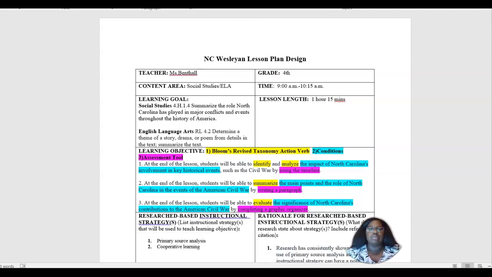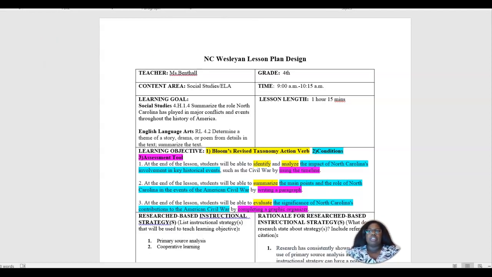So I have two learning goals. My first learning goal comes from Social Studies Standard 4.H.1.4, to summarize the role North Carolina has played in major conflicts and events throughout the history of America. And the second standard is an ELA standard, standard RL 4.2, to determine a theme of a story, drama, or poem from details in the text and to summarize the text.